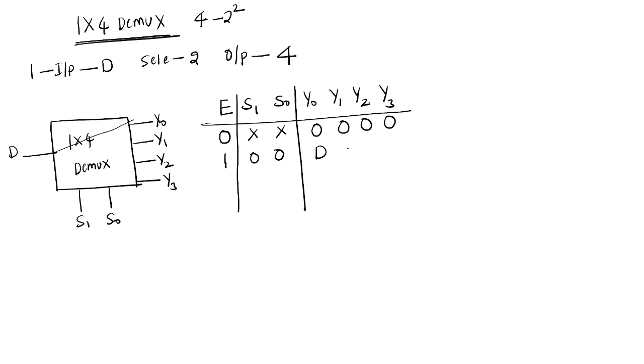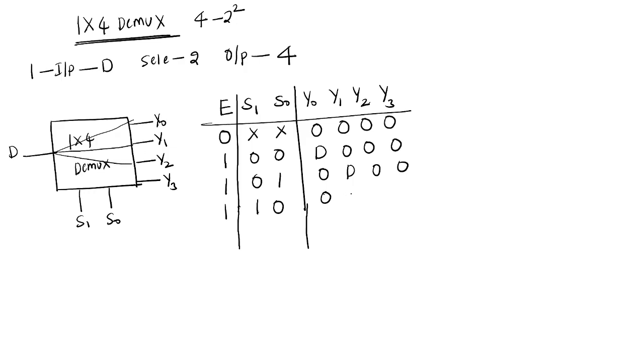Y0 pin. Why not? Okay, remaining all are 0. When enable pin is 1, 0, 1, this input is connected to Y1. So 0, D, 0, 0. Okay, and when enable pin is 1, 1, 0, this input is connected to Y2. So 0, 0, Y2. D is connected to Y2. When enable pin is 1, this input is connected to Y3. So 1, 1, 0, 0, 0, D.